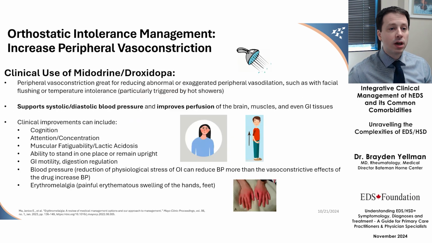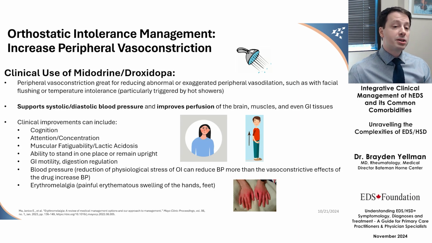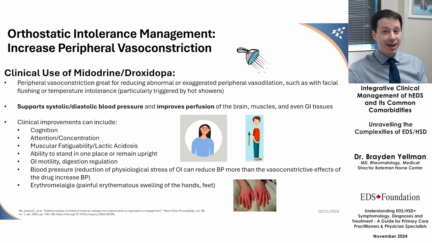Both great tools. Why or how do I use them? Well, peripheral vasoconstriction is great for reducing abnormal or exaggerated peripheral vasodilation, such as with facial flushing, temperature intolerance that happens specifically in hot showers. We want to support systolic and diastolic blood pressures and improve perfusion to the brain, to the muscles, and even to the GI tissues.